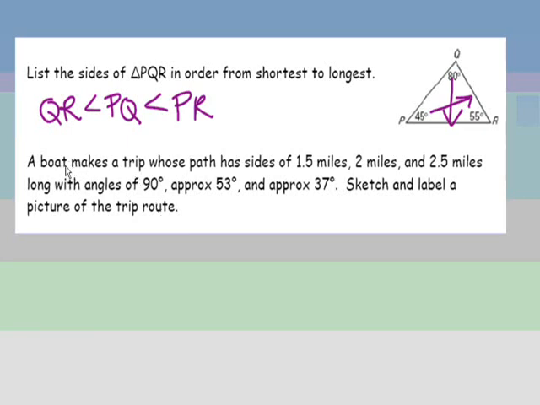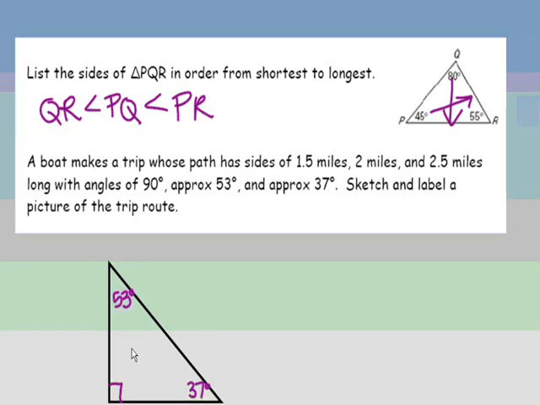And then furthermore, if I'm given a problem here, which says a boat makes a trip whose path has sides of 1.5, 2, and 2.5, and then the angles are 90, about 53, and about 37, we need to sketch and label a picture of the trip route. Well, we should be able to figure out which angle is opposite which side. And since we know one of them is a 90-degree angle, then we know what we have going on here is a right triangle. So here's my right triangle, which means that this is my 90-degree angle, and let's just say this is my 53. And this is my 37. I realize they don't look like that, but, you know, not to scale, right?